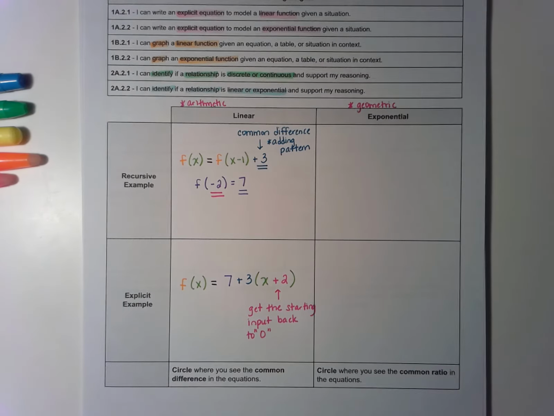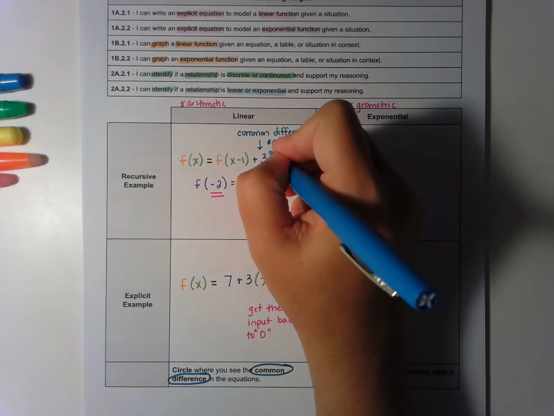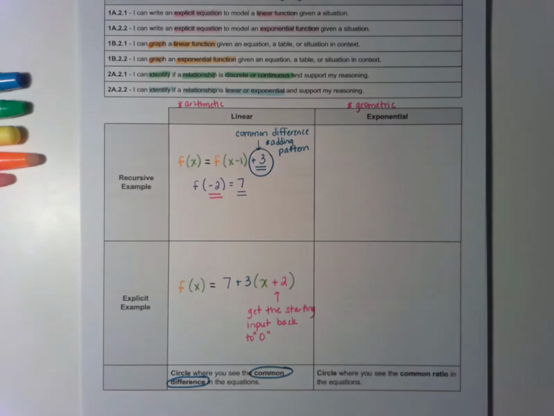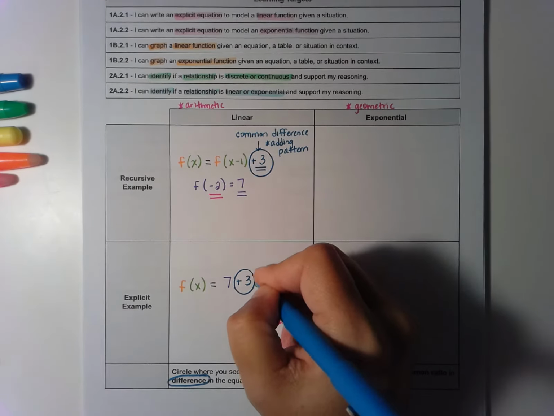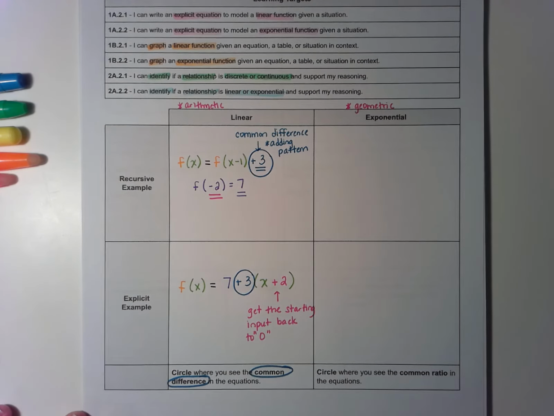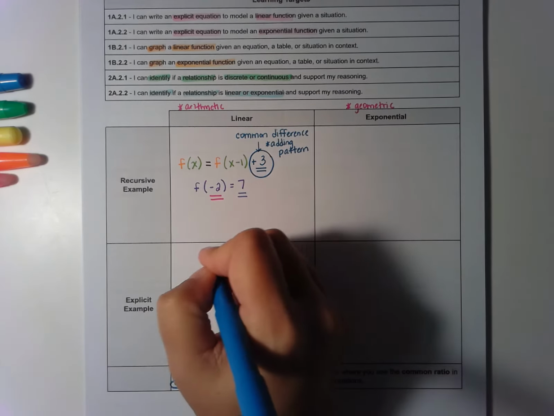Now, I think what's really important is to realize that regardless of the type of equation, we can always see the common difference in both equations. We can see the common difference here at the end of the recursive equation, and we can see the common difference here in the explicit equation. Now, the common difference will always be multiplied by x.